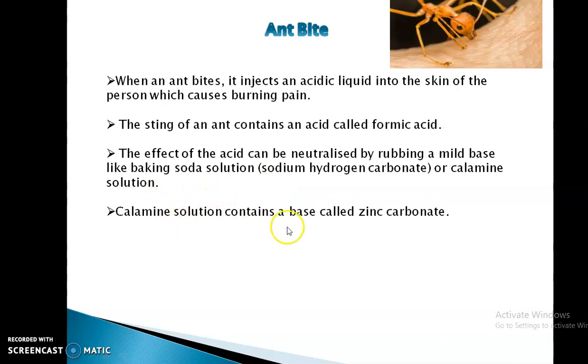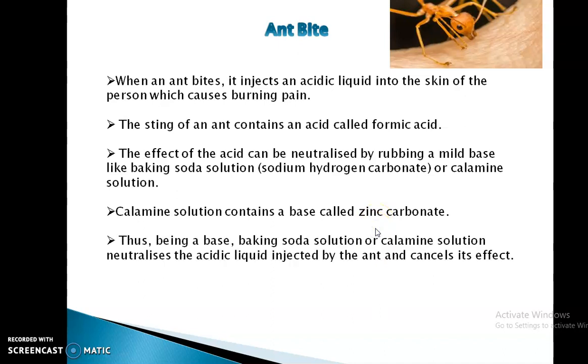The calamine solution contains zinc carbonate. So zinc carbonate and sodium hydrogen carbonate are basic in nature and they will neutralize the effect of formic acid. Thus, being a base, the baking soda solution or calamine solution neutralizes the acidic liquid which is injected by the ant and cancels its effect.